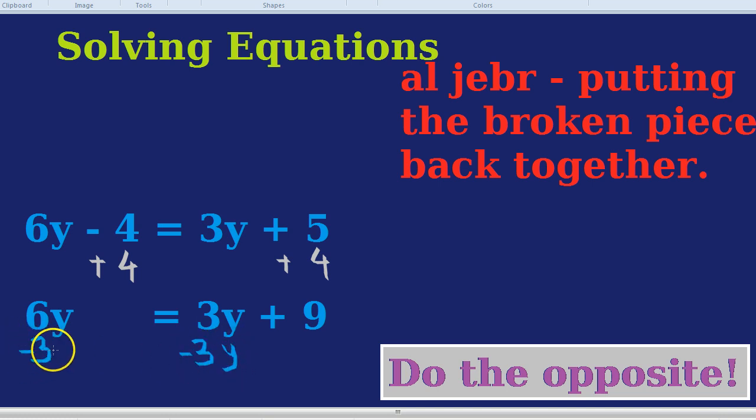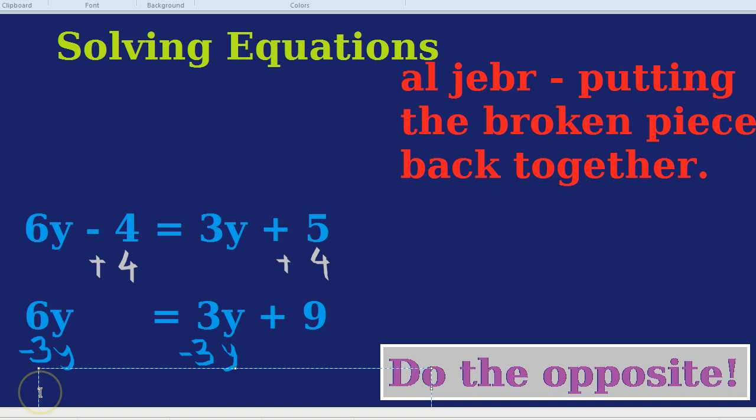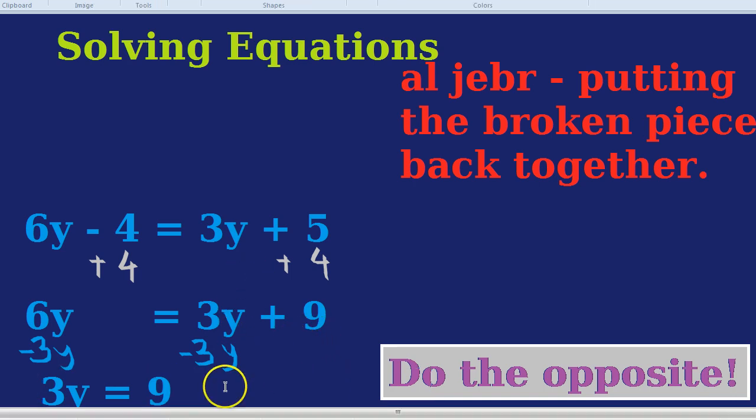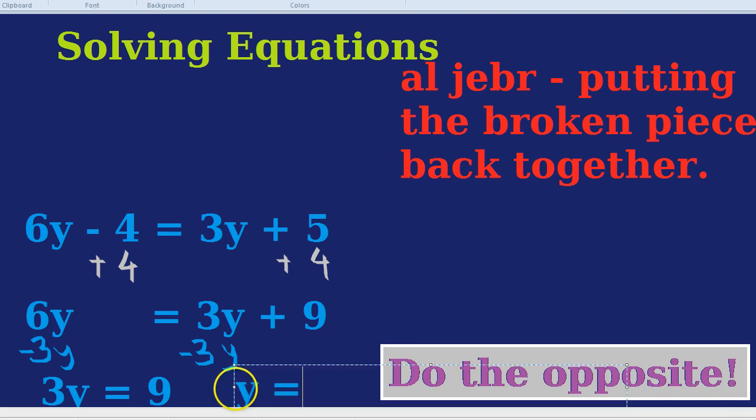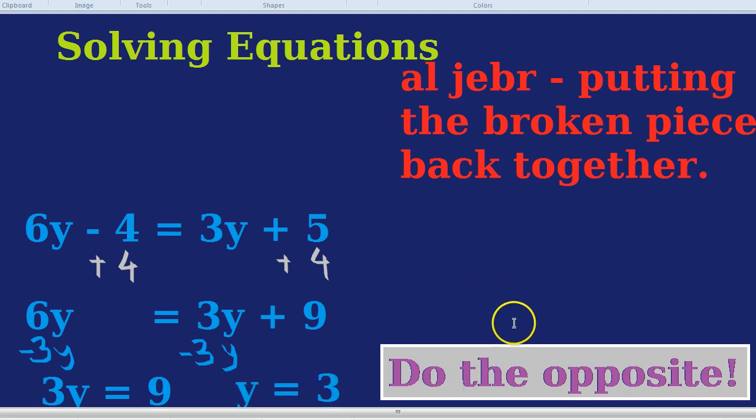Again, notice how I'm putting the minus 3y underneath the letters. The 9 is not affected. The 9's a number. 6y take away 3y is 3y. So we have 3y equals 9, and 3y take away 3y disappears. Finally, as I said before, the last stage is almost always to divide. So 3y equals 9. We divide by 3. So y equals 3. And we've solved the equation.